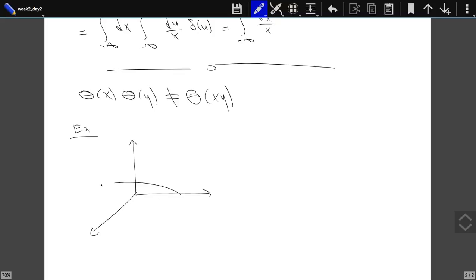Let's assume we have a ring on the xy plane of radius r, total charge q. What is the charge density? This is a ring, by the way, not a disk. Inside is empty.